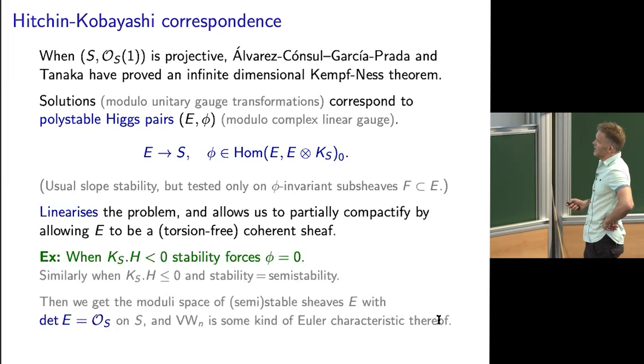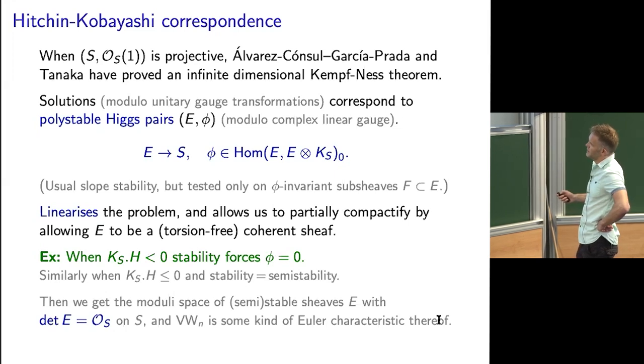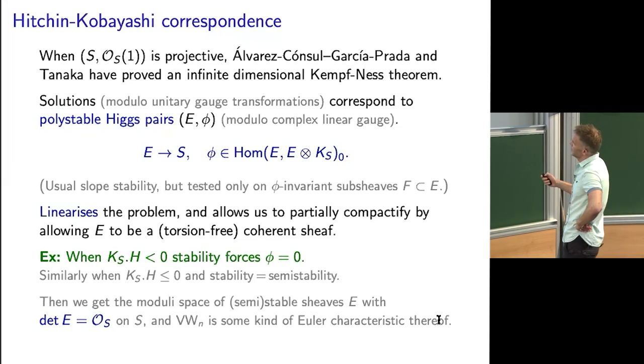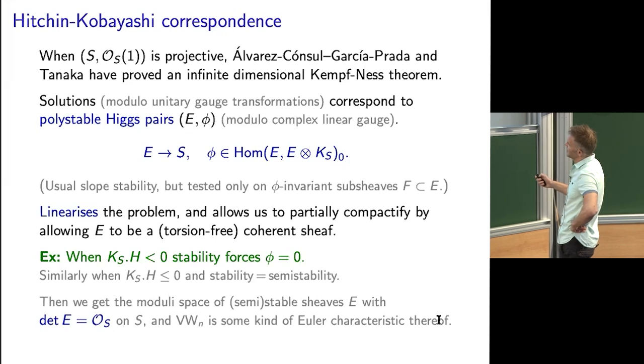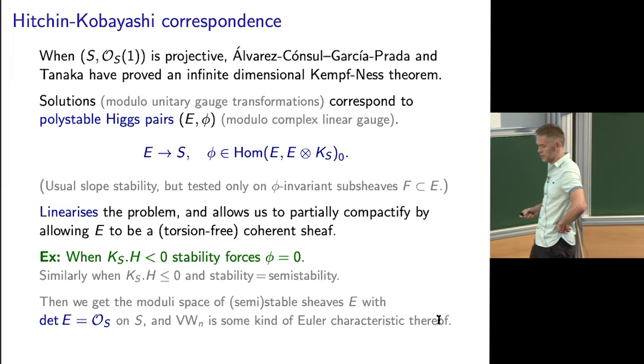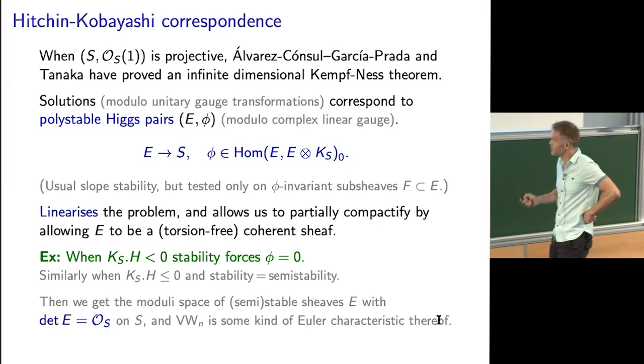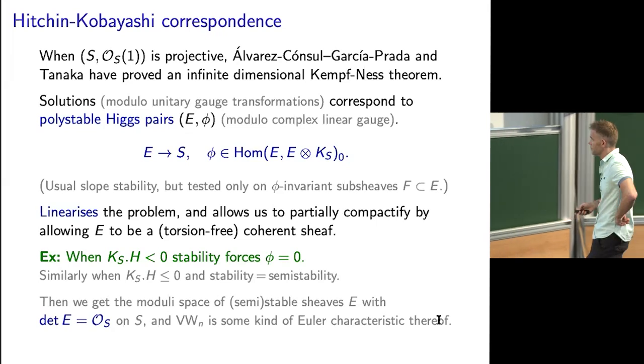Okay, so exercise. When the degree of the canonical bundle is negative, that stability condition I told you forces the Higgs field to vanish. Okay, very roughly, it's a map from a vector bundle to a more negative vector bundle. And so by taking kernels and cokernels and so on, you can prove this rather easily.